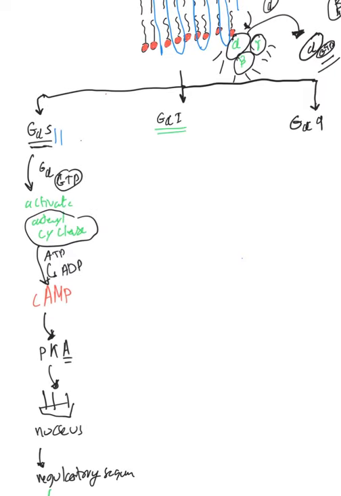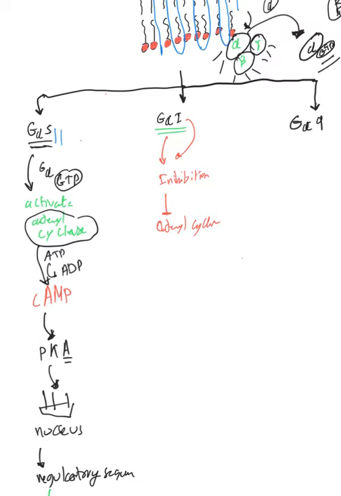For the GI pathway, I here is for inhibition. So what it does is it only inhibits the activation of adenyl cyclase. Okay, so this is what it does. This is all that it does.